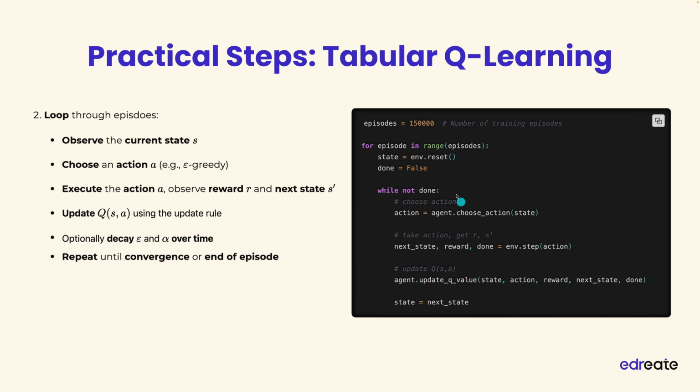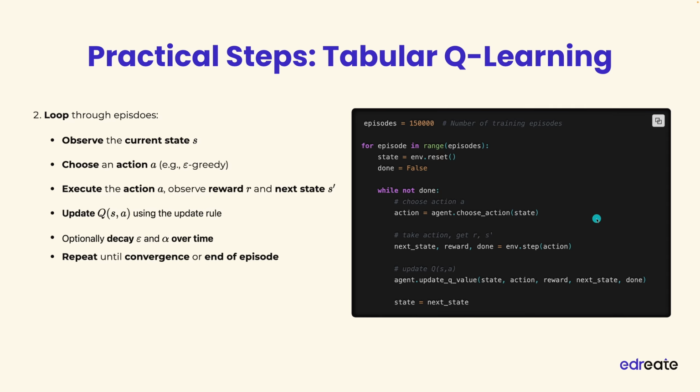You train for certain episodes, you start with a state, and in a particular episode at every step you take an action, transition to the next state, get a reward, and then you update the Q values. And then you repeat this. You take an action from the next state, transition to the further next state, and then update the Q value. You keep on doing this until you have converged.